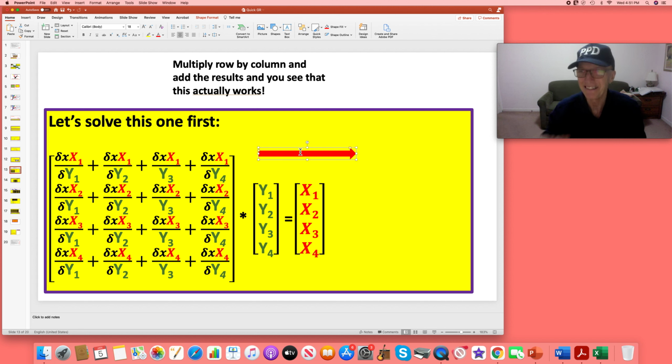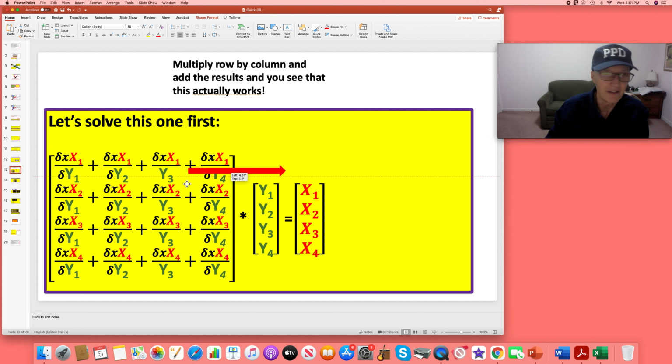It's so great. So then you can look at y2, same thing. You do row times column, right? And so it's the change in x2 now, not x1. x2 with the change in y1. And the next term is the change in x2 with the change in y2, right? And then the change in x2 with y3. It's all x2. It's not x1 now. It's not x3. It's not x4. It's all x2. So you multiply this row times this column, and you add, and you get x2. Wow! You've just converted y2 into x2.